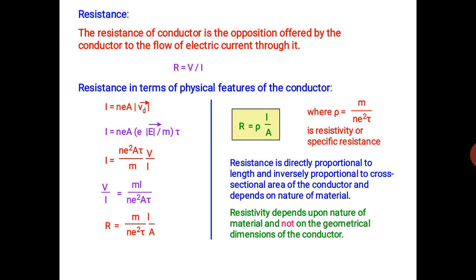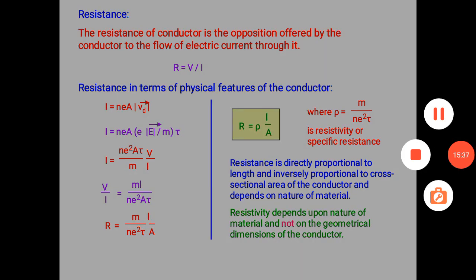The unit of resistivity we can easily write from the above relation. Resistivity equals resistance into area divided by length. Resistance is in ohm, area is in meter square, length is in meter. So ohm meter square by meter is ohm meter. Ohm meter is the SI unit of resistivity. Okay, thank you.